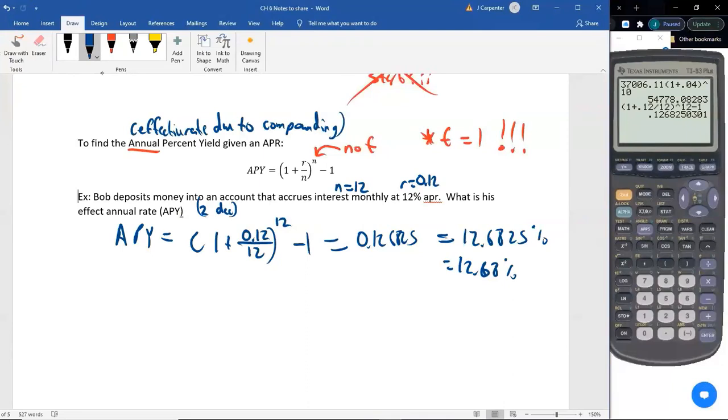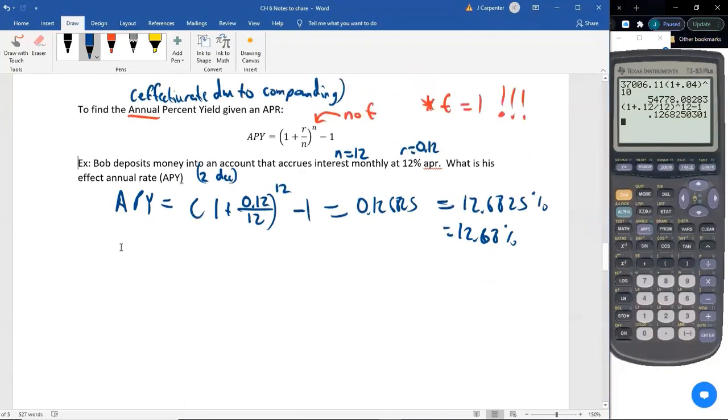All right, so 12%, there's not a lot of loans you're going to be getting at 12%. That's not a lot of credit cards that you're going to get at 12%. Let's do a credit card number more like 21%. So credit card, he's not depositing, he's getting a credit card. And they say the APR is 21%.